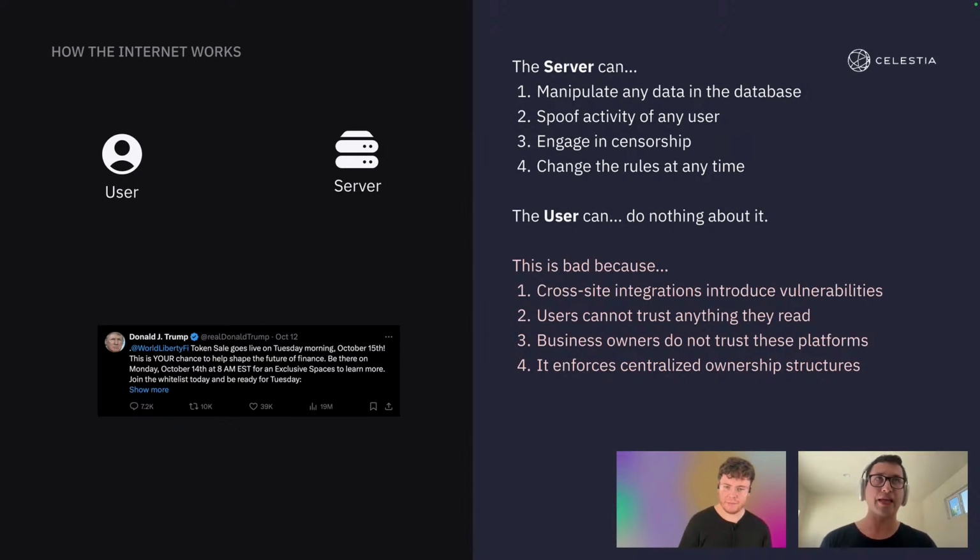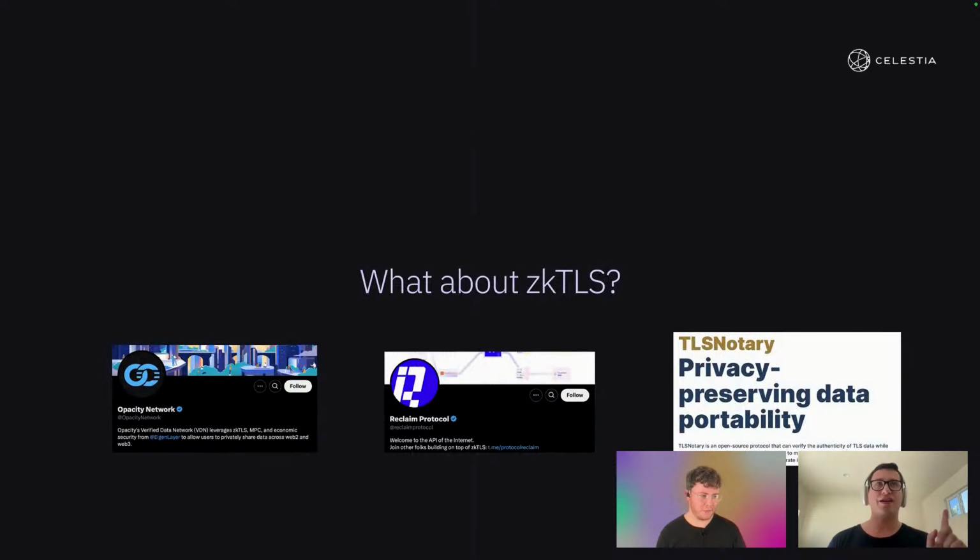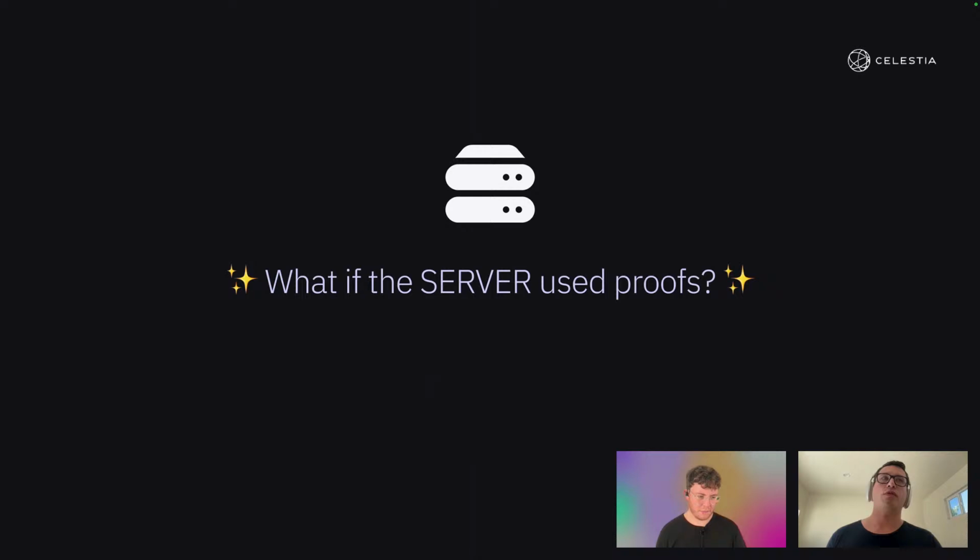Thank you. Cool. So to solve this problem, we can't rewrite everything from scratch. That's just not realistic. ZK-TLS is great, we should use it, but this does not solve that problem. It solves a different problem, which is a good problem. So what if we used ZK proofs or other types of proofs on the server? What if we actually prove the computation running on the server? This is a good idea. So let's look into how this might work.